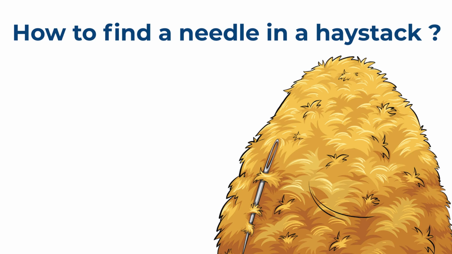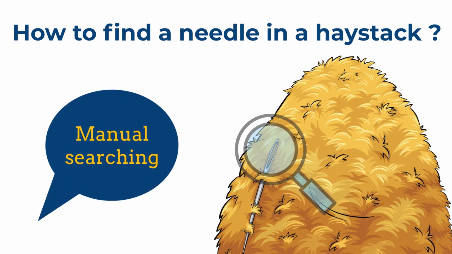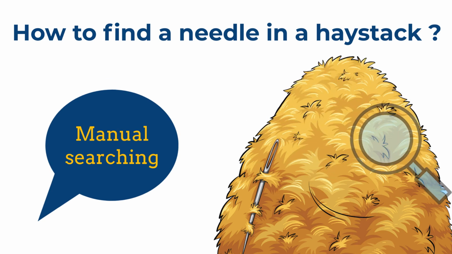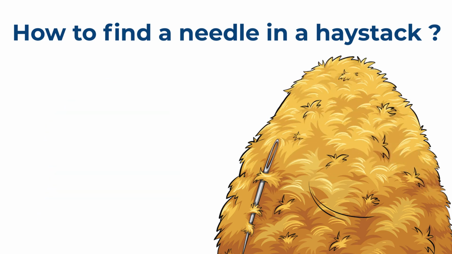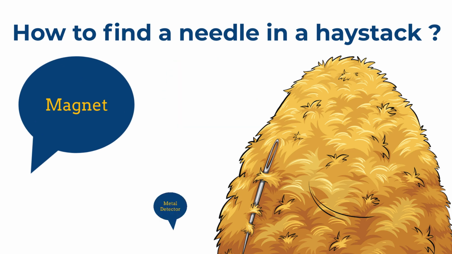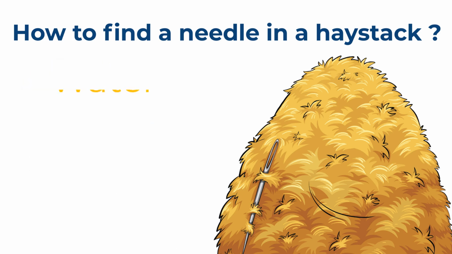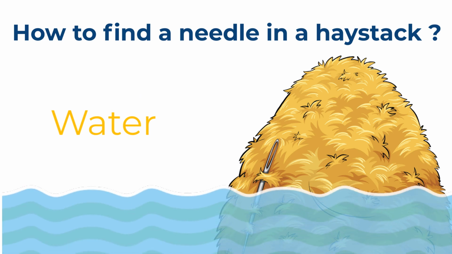Some say, let's split the haystack into small piles and search manually. Because as you know, manual searching, though it is time-consuming, is the most accurate. Some suggested to use a magnet to attract the needle while others proposed to use a metal detector, at least to narrow down the area where they should search. Even one student suggested to immerse the hay in water. The hay will float while the needle will sink.